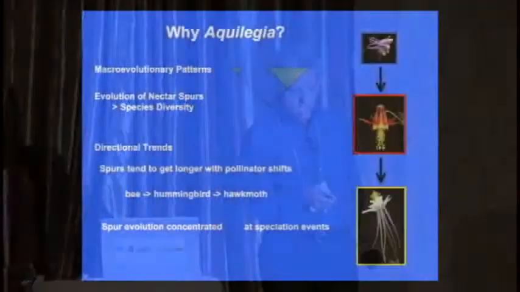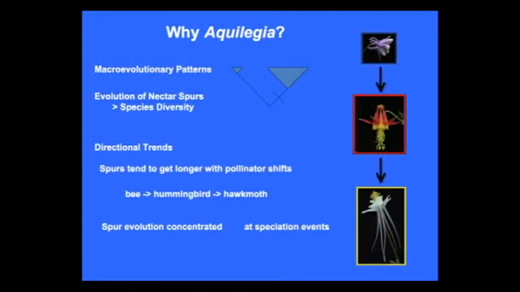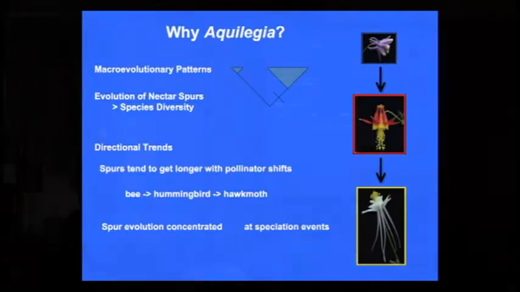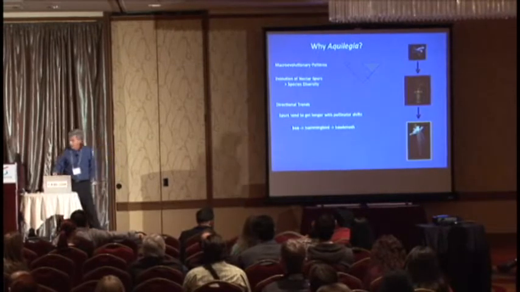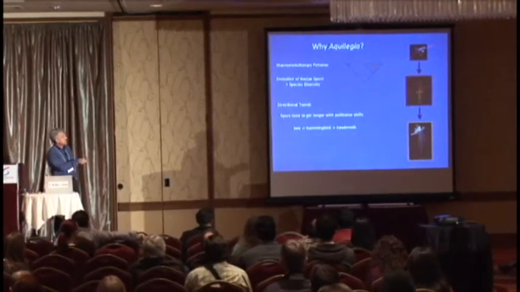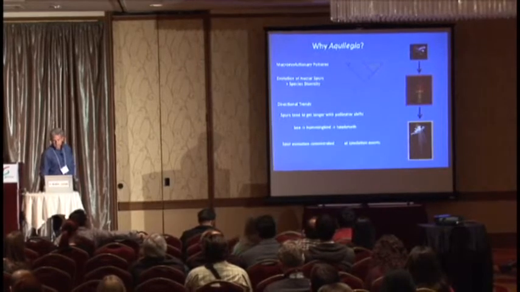There are also directional trends that we've discovered in the evolution of some of the particular traits. One is that spurs tend to get longer during evolution, but they do so by shifting to pollinators with increasingly long tongues. What we find in the phylogeny is that short-tongued bee-pollinated species are at the base of the phylogeny. Hummingbird pollination evolves from bee pollination, and then hawk moth pollination evolves from hummingbird pollination. And that trend, we don't get reversals and we don't get skipping across this way either.